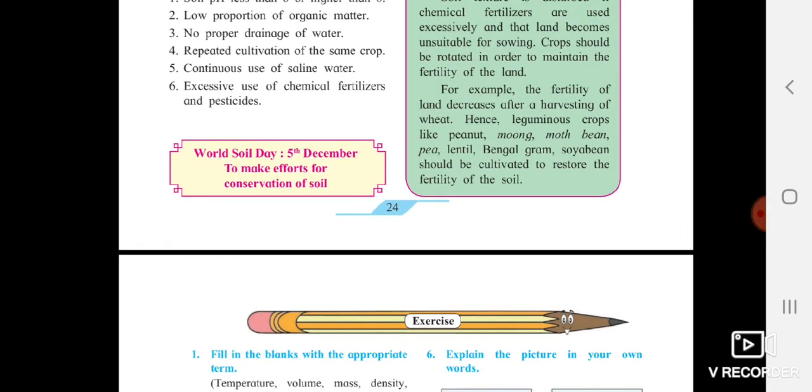5th December is observed as World Soil Day to make efforts toward conserving the soil.